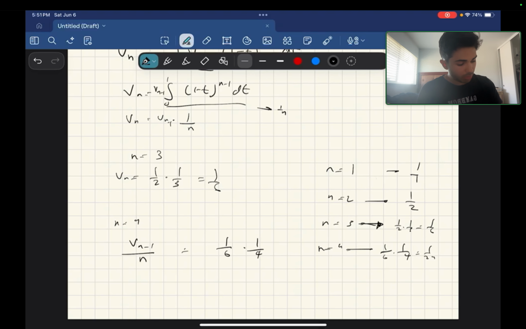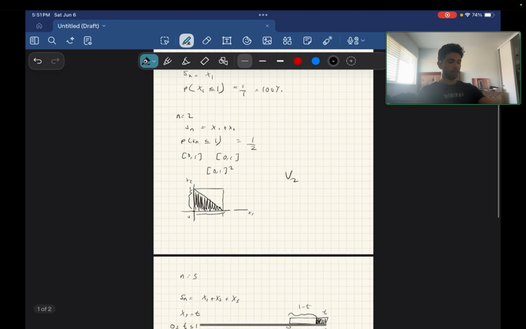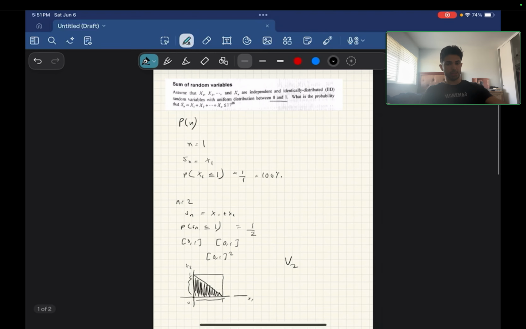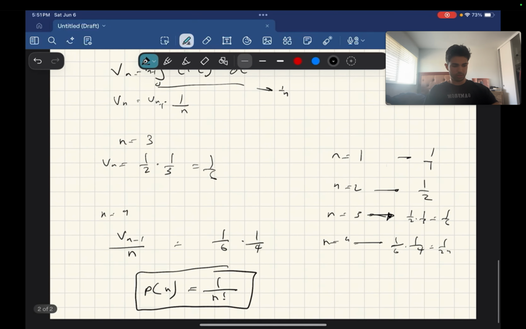So probability in terms of n is 1 over n factorial. And that is the answer. It's a little bit complicated, but yeah, that's the answer. 1 over n factorial. Why isn't it showing? There it is. Okay. And yeah, that's all.